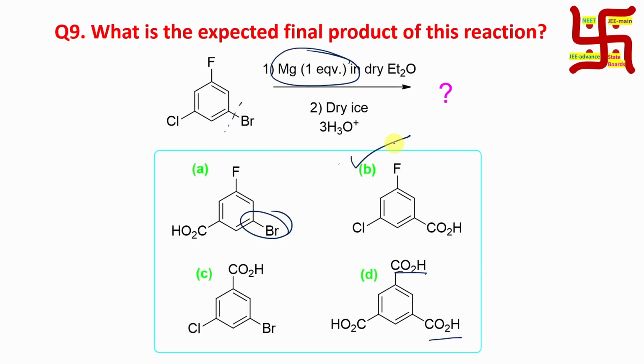Here we have learned how the strength of a particular bond can provide selectivity for Grignard reagent formation, and later on reaction with an electrophile like dry ice. So this is the overall discussion.